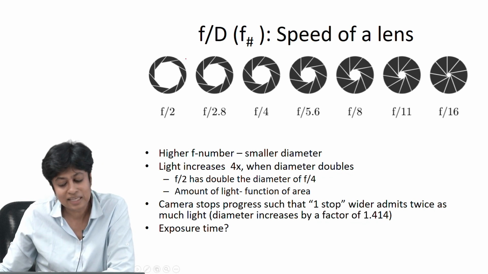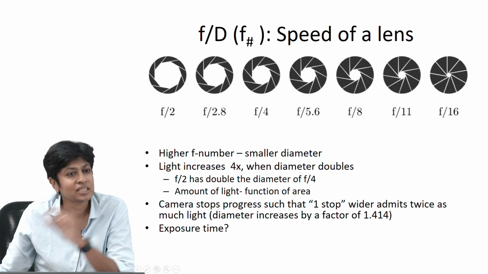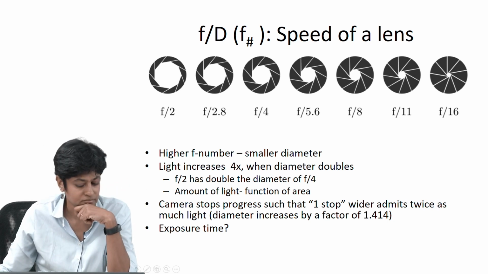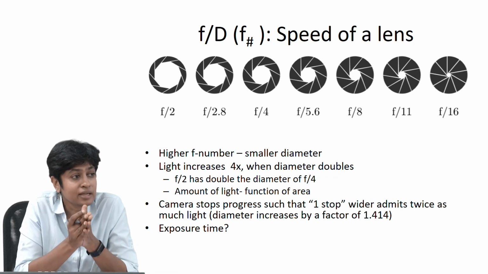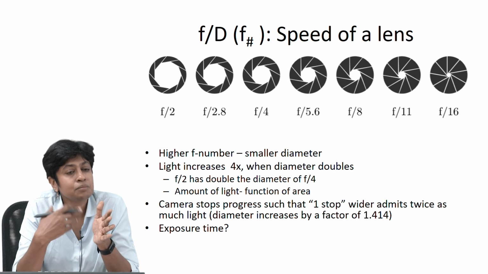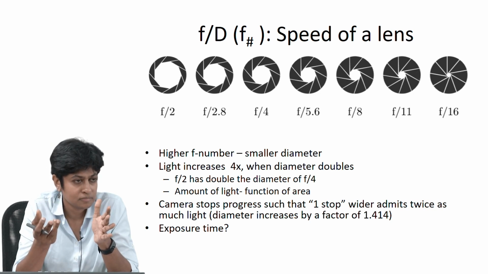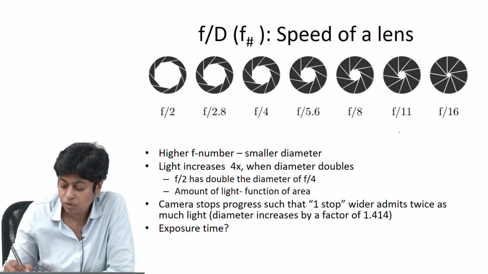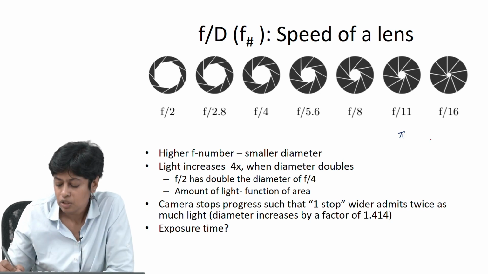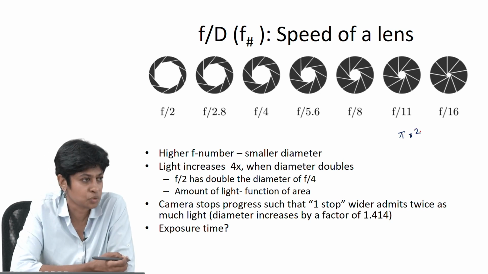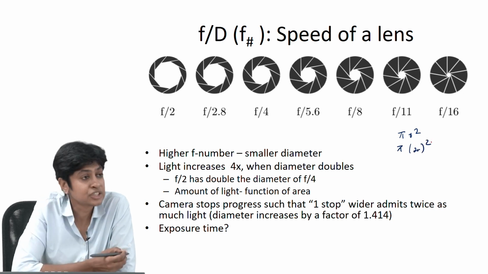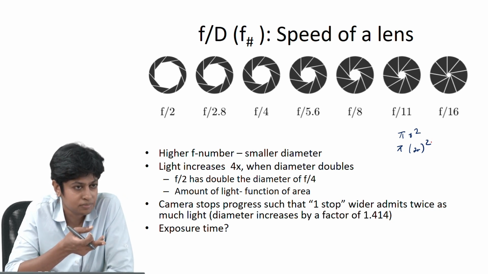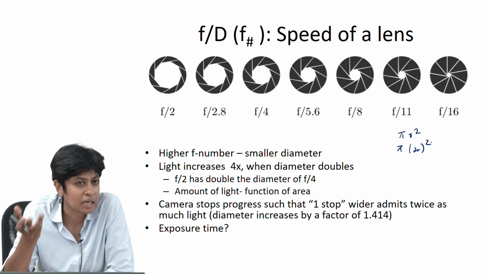Now you can clearly see that the higher f number, f16, has a very small diameter. Where exactly do these numbers arise from? Well, they arise from the fact that it's a circle, so I have an area of pi r squared. Every time you double the diameter, you're actually increasing the area fourfold. That means the amount of light that's coming in is 4 times more.